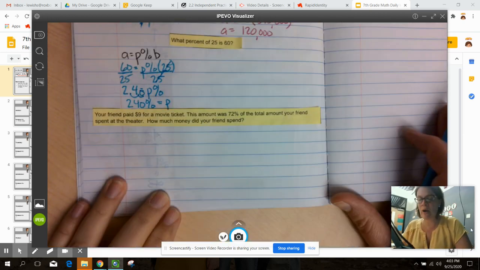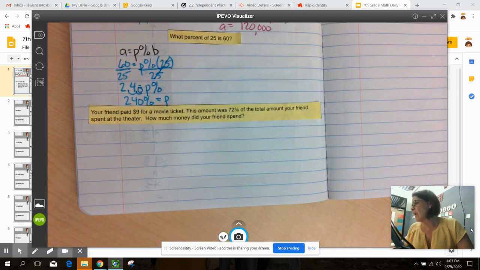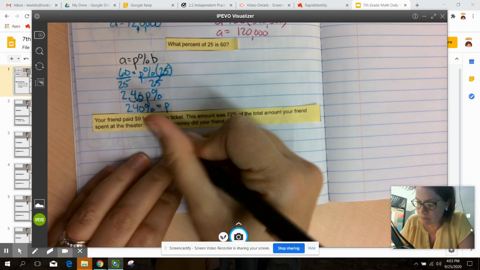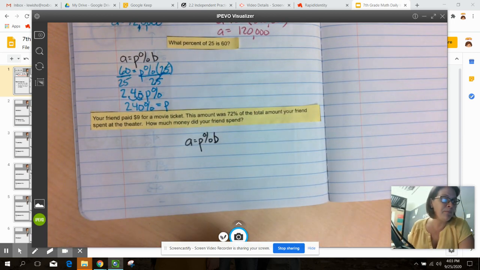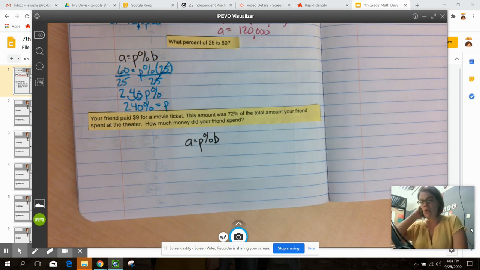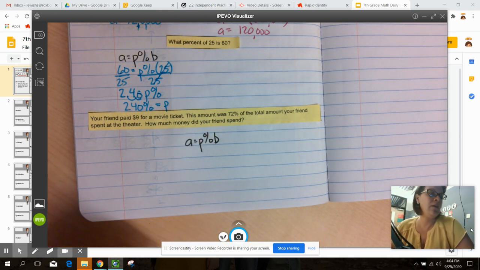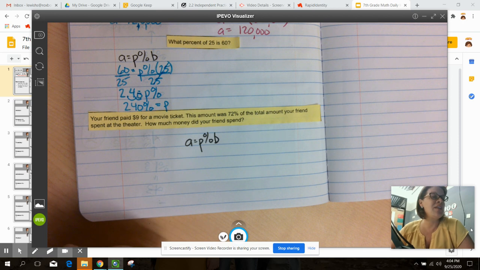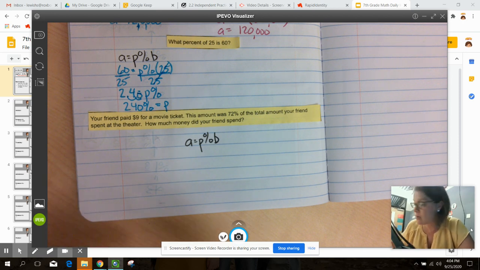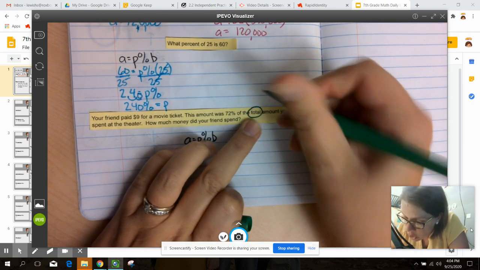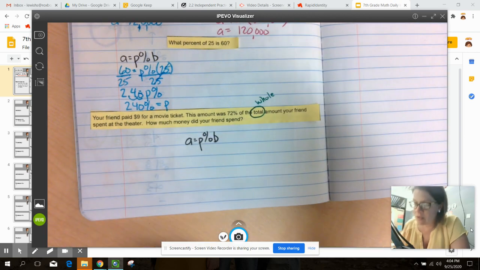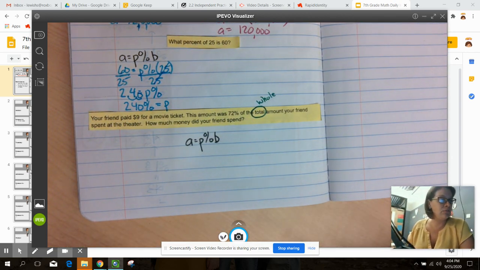All right, last practice, or last example. Once again, we are going to write our equation: A equals P percent times B. And we're going to fill in what we know. Your friend paid $9 for a movie ticket. This amount was 72% of the total. What's another word for total? Another word for total is whole. Amount your friend spent at the theater. Okay? How much money did your friend spend?